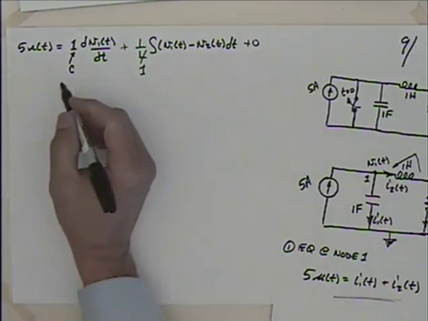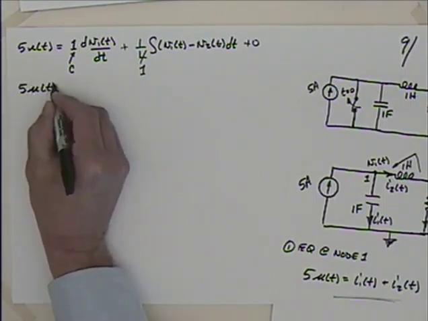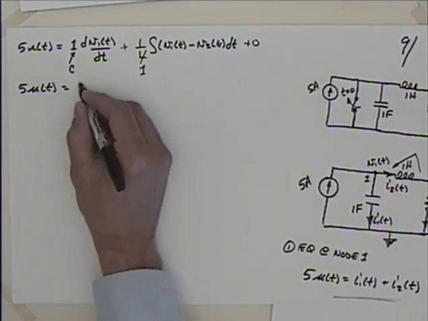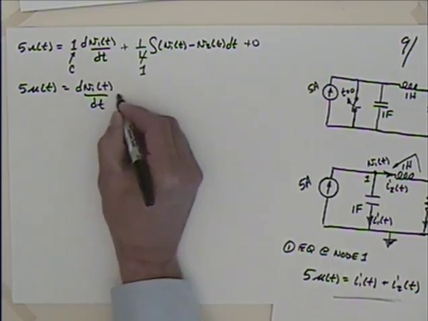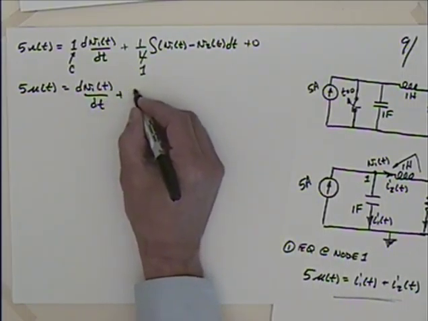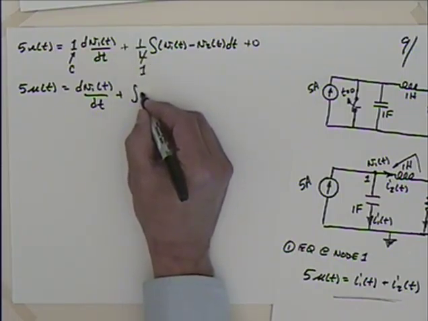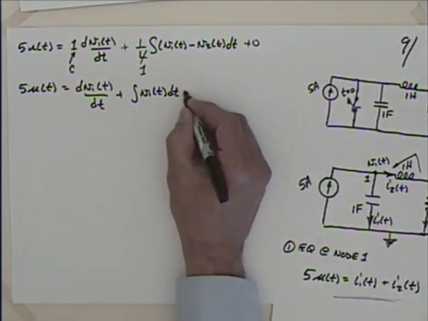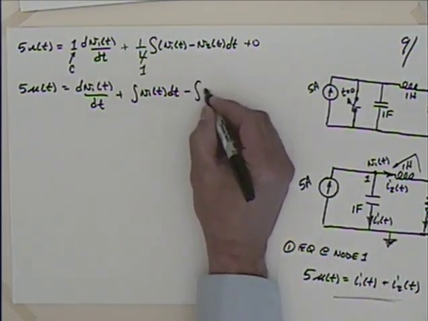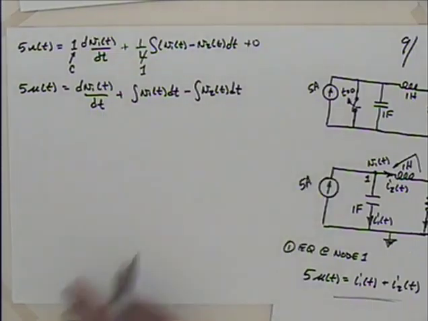So if I work through this, I could tidy it up a little bit. 5 u of t is equal to dV1 of t dt plus 1 times the integral of V1 of t dt minus 1 times the integral of V2 of t dt. Just splitting up that integral I think is fair game.